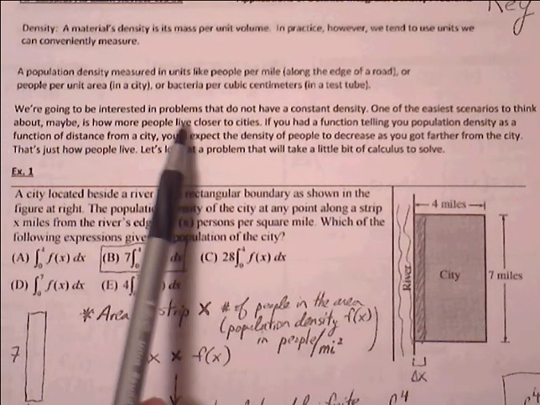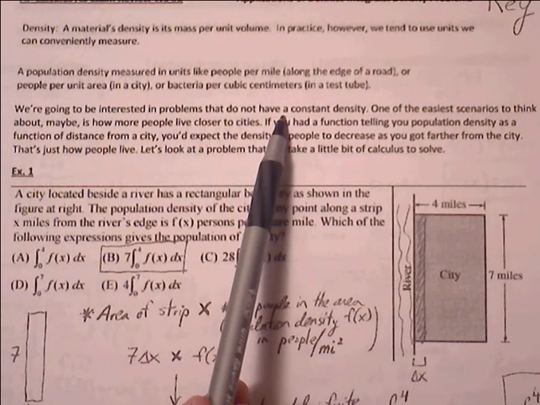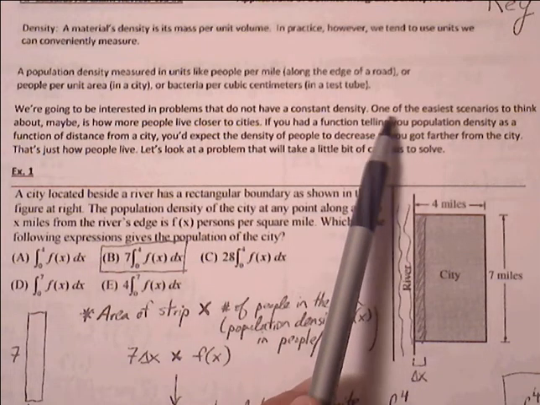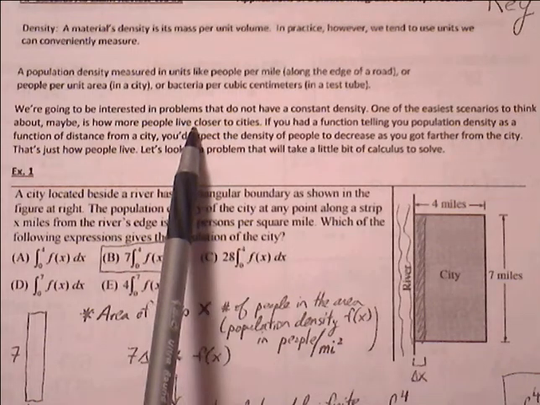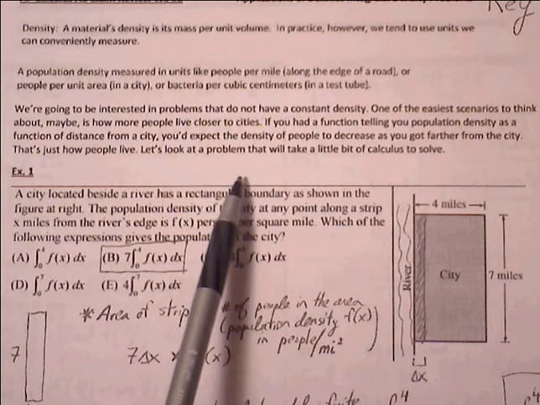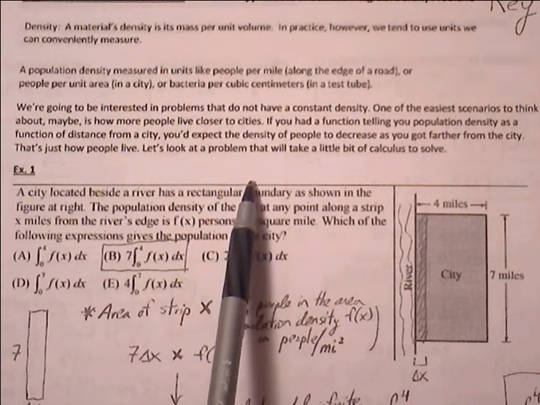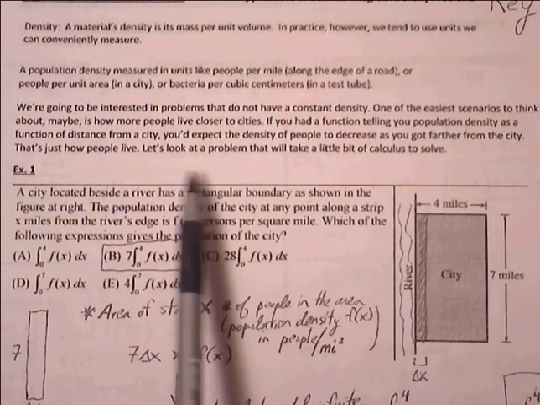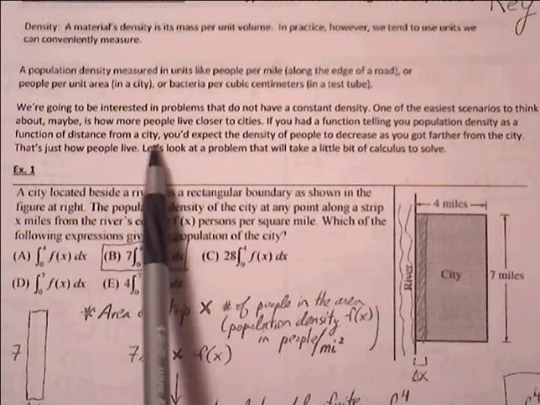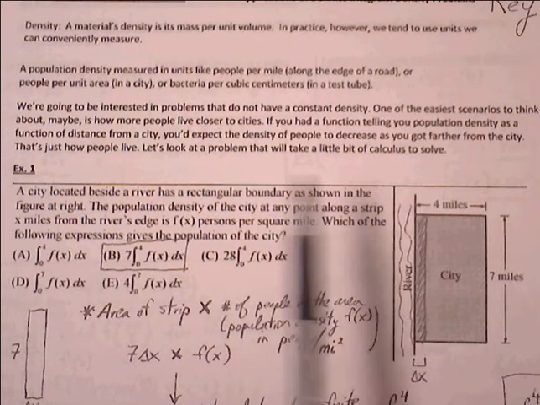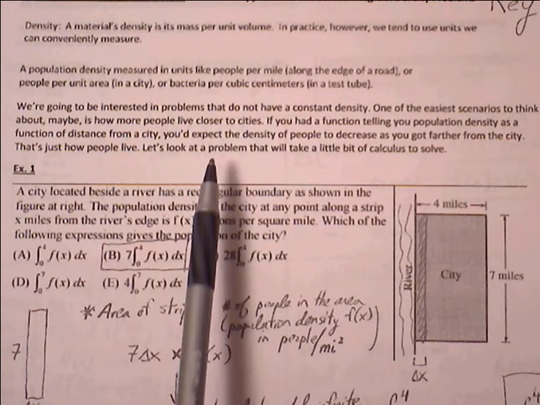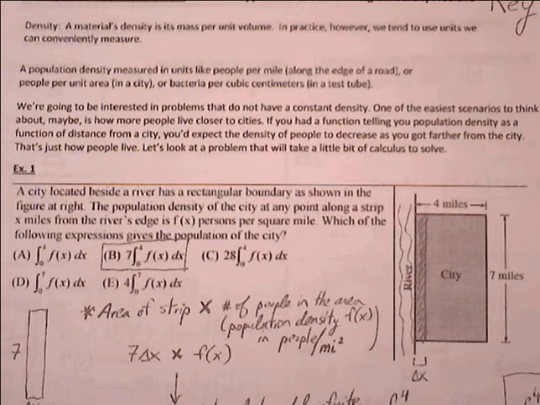We're going to be interested in problems that do not have constant density. One of the easiest scenarios to think about is how more people live closer to cities. If you had a function telling you the population density as a function of distance from a city, you'd expect the density of people to decrease as you get further away from the city. That's just how people live. Let's look at a problem that will take a little bit of calculus to solve.